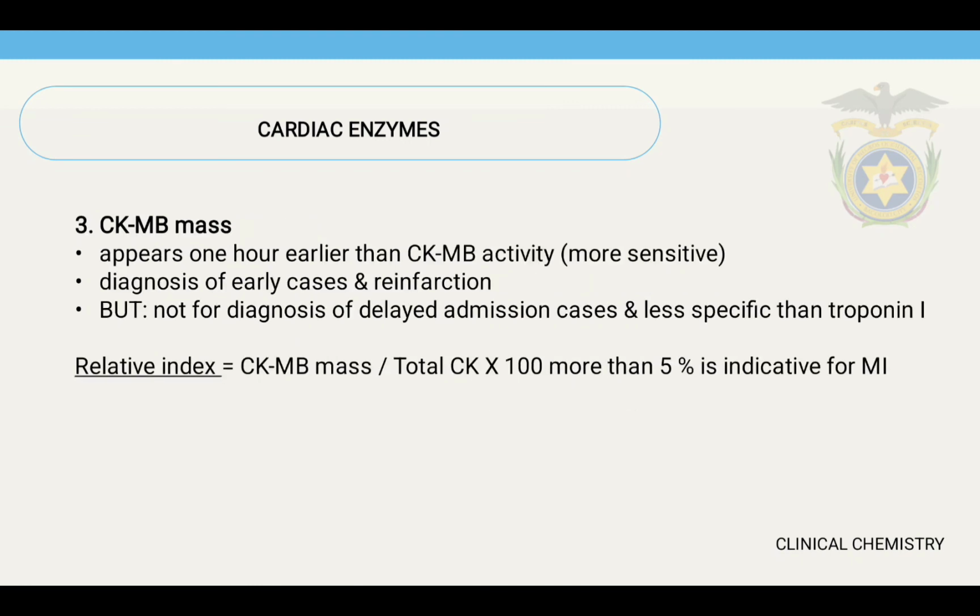The third in your cardiac enzymes is your CKMB mass. It appears an hour earlier than your CKMB activity, making it more sensitive, and is generally used in diagnosis of early cases and reinfarction. However, it's not for the diagnosis of delayed admission cases, and again, it's still less specific than your troponin I. You have a relative index in which the CKMB mass divided by the total CK times 100. If this is more than 5%, this is indicative of your myocardial infarction.